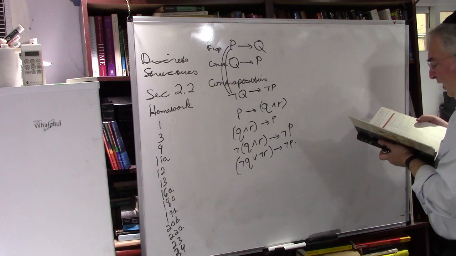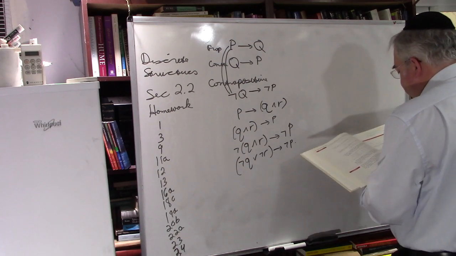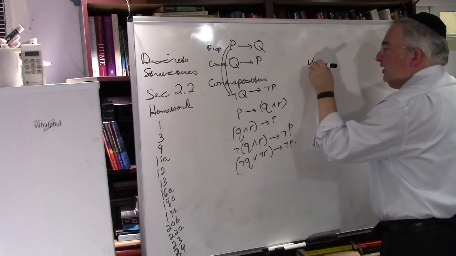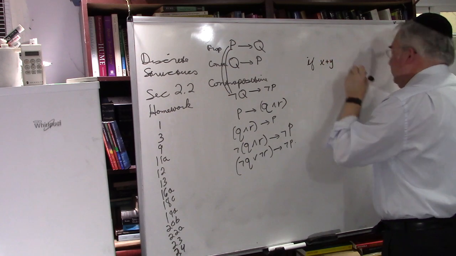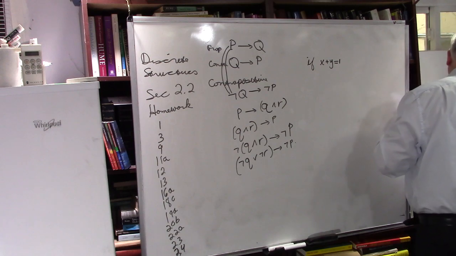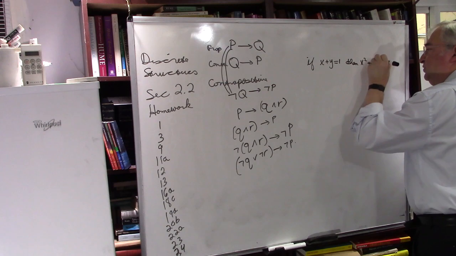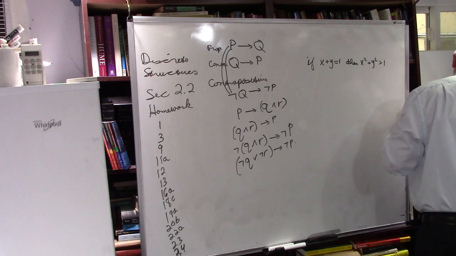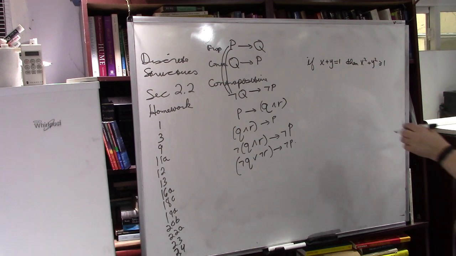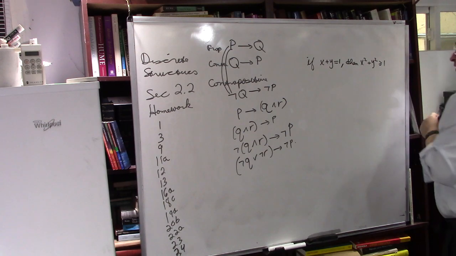Okay, let's do the second one. If x plus y is equal to 1, then x squared plus y squared is greater than or equal to 1. That's a statement. I'm not interested in whether it's true or not. Is there a comma there? There's a comma there. Okay, good.